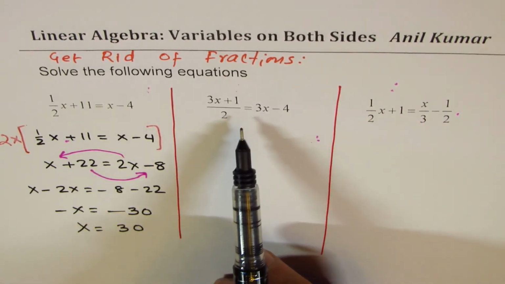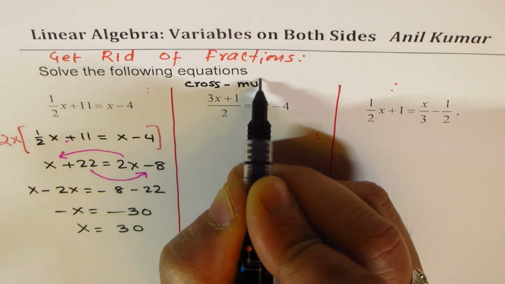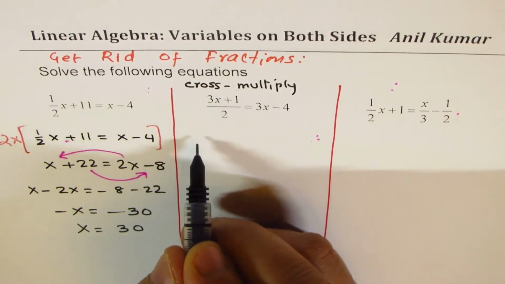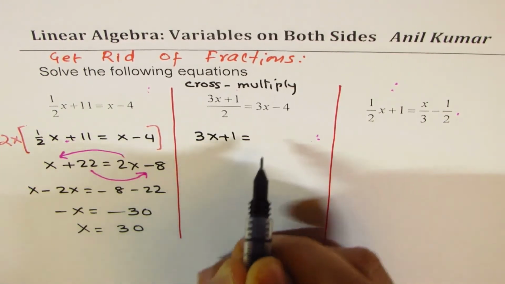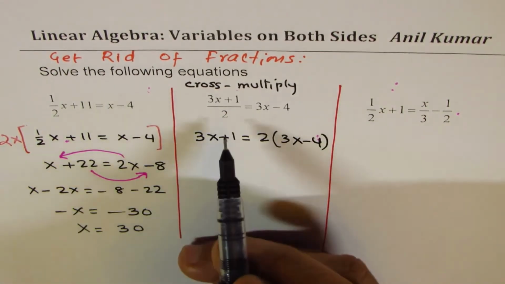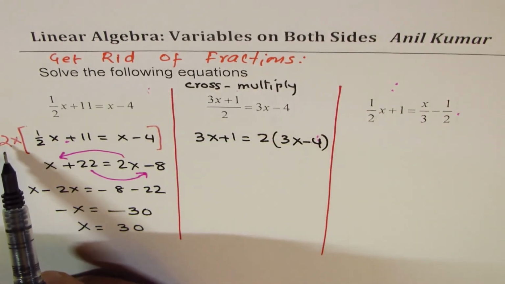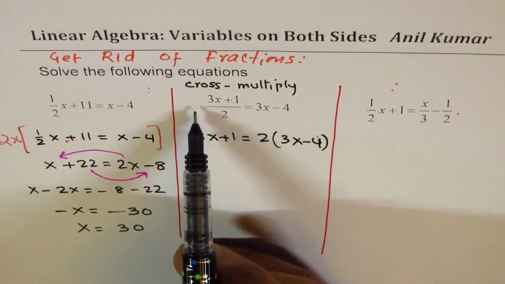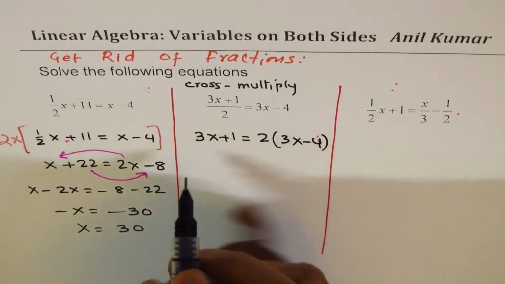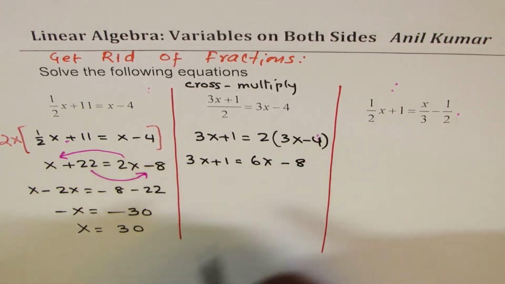Now here we have a different kind. In this case, we could cross multiply. That is to say, we could write this as 3x plus 1 equals 2 times (3x minus 4). Do you get it? So just cross multiply. Multiply the whole thing by 2; it is the same as multiplying both sides by 2. The 2 and 2 cancel on the left side and it gets multiplied on the right side. So you get the same equation. Open the bracket. So we have 3x plus 1 equals 6x minus 8.